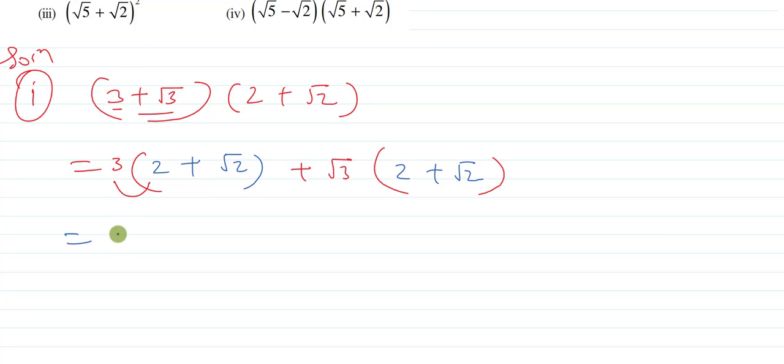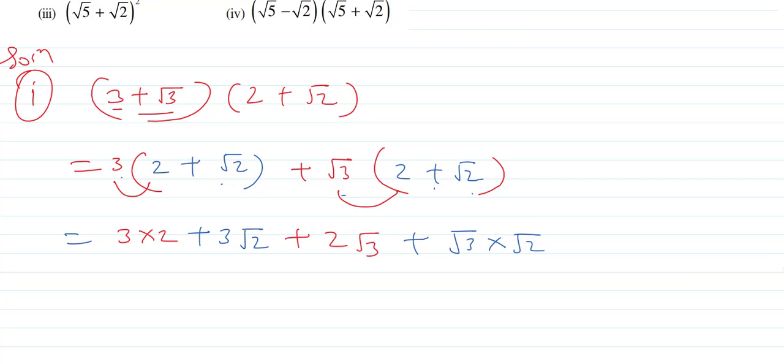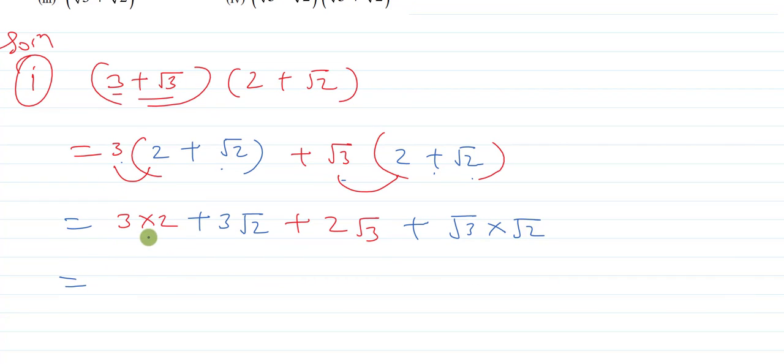3 into 2. Right. 3 into plus root 2 plus 3 root. Root 3 plus root 3 into 2. It will be plus 2 root 3. Again root 3 into root 2. Plus into plus plus. So it will be root 3 into root 2. Now 3 into 2, it will be 6 plus. Are these common? No, nothing will be common here. So just write it as it is.